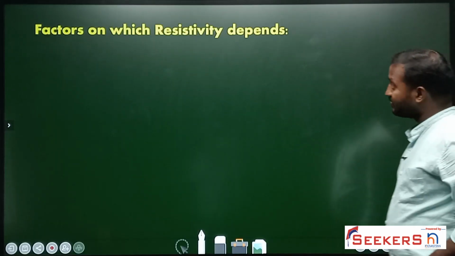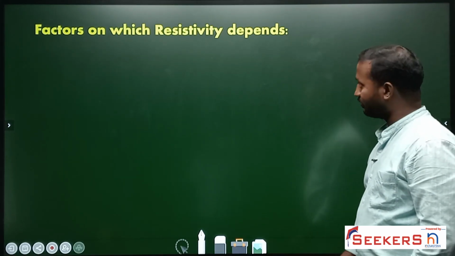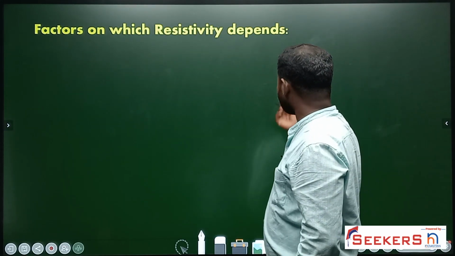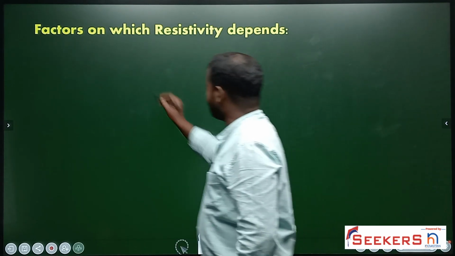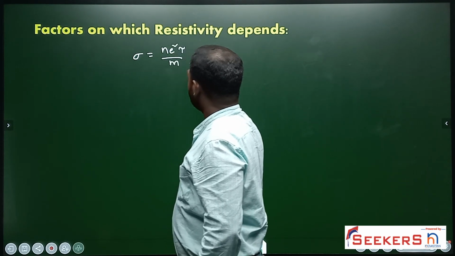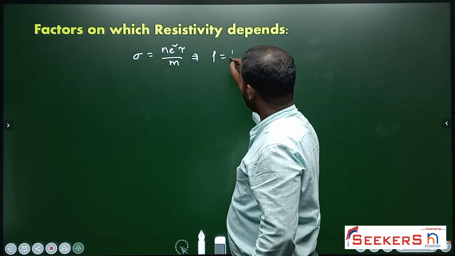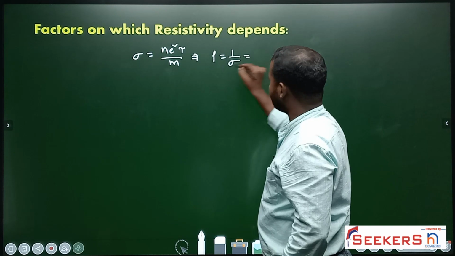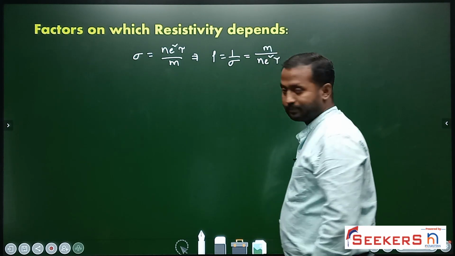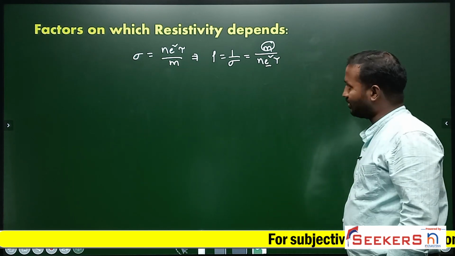Now let us see, resistivity also is not a constant for all circumstances. It may be the same value for a given conductor, but it is not the same for all cases. We just saw from the previous slide that sigma is equal to n e square tau upon m. So what is resistivity? Resistivity is nothing but the reciprocal of conductivity, so rho is m upon n e square tau. Clear? Now you can see that mass and charge do not depend upon external factors.